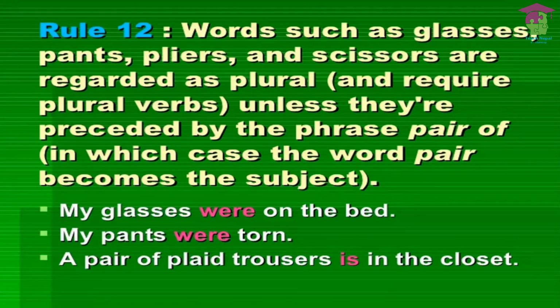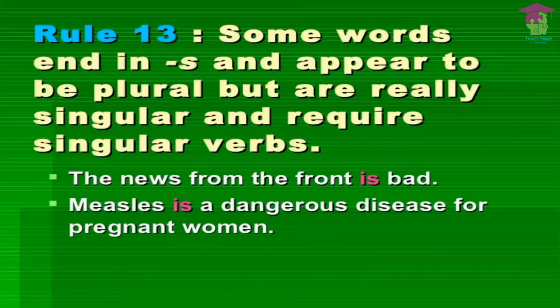Words such as glasses, pants, pliers, and scissors are regarded as plural and require plural verbs unless they are preceded by the phrase "a pair of". For example, my glasses were on the bed, my pants were torn. A pair of plaid trousers, if "a pair" comes, then we use a singular verb. Otherwise these words are what's called plural, and we consider them plural.